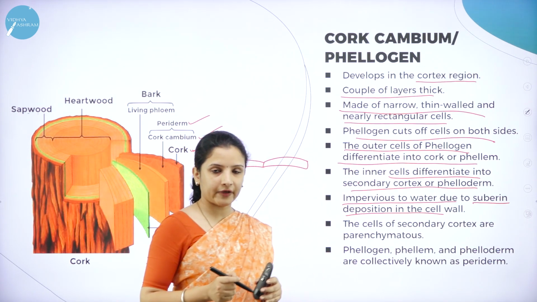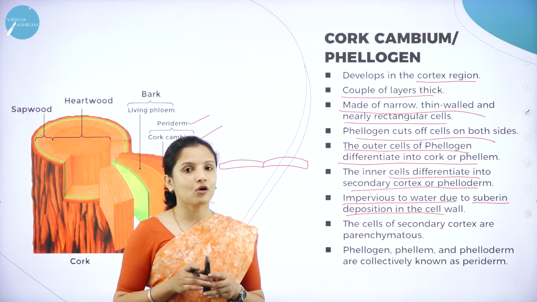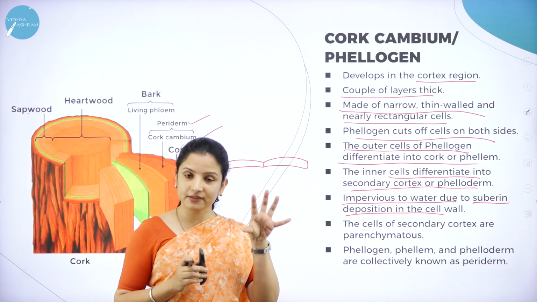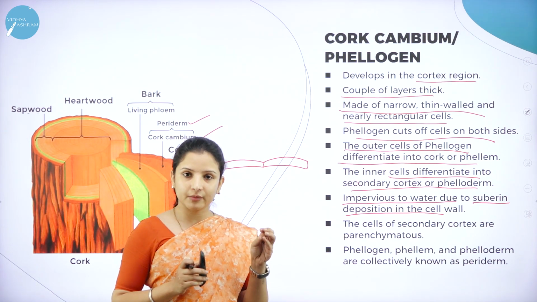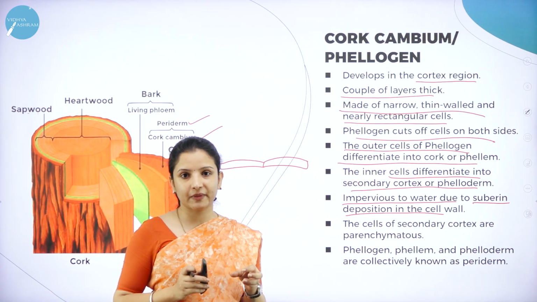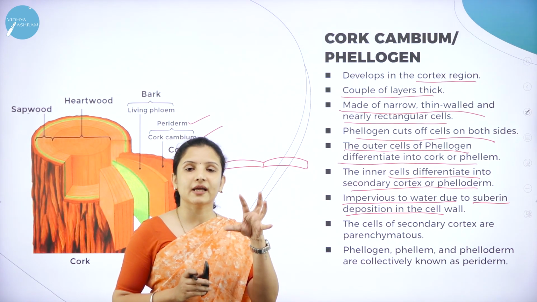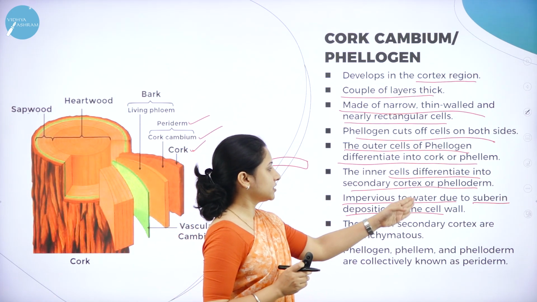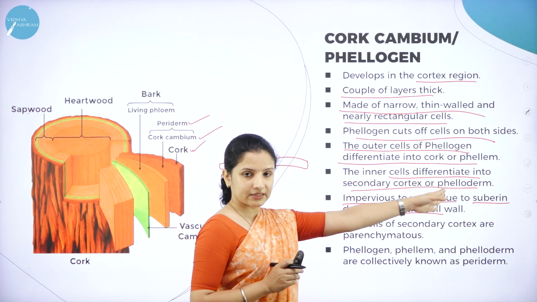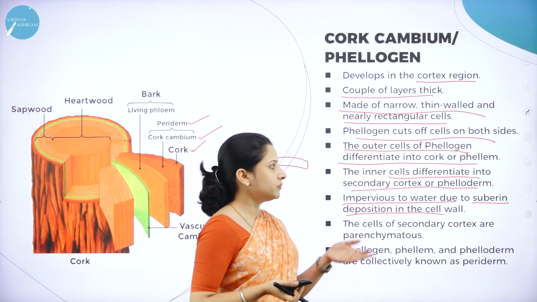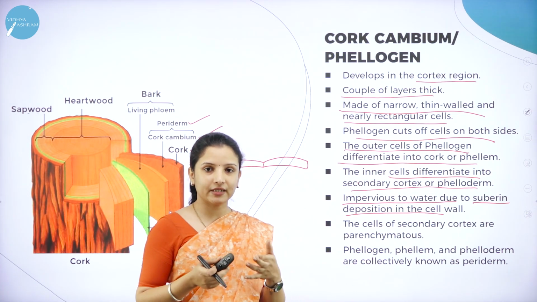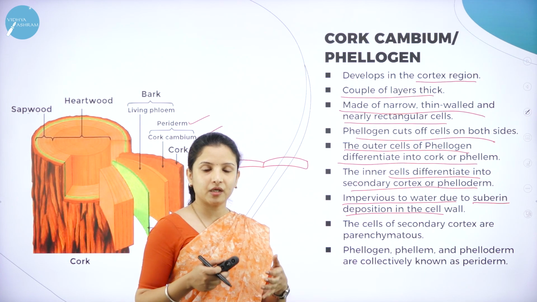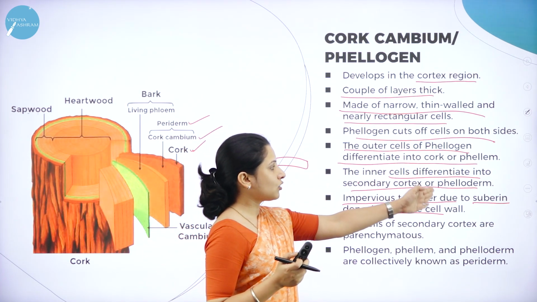So remember I had told you, in the cortex what is there? Collenchyma, and collenchyma is one of the cells of the cortex. In collenchyma, remember I had told you there are no intercellular spaces. Why no intercellular spaces? Because they have thickening at the end and the cell walls are deposited with suberin. So how did the phelloderm form? It is because the inner cells cut by the cork cambium got differentiated into the cortex or the phelloderm.